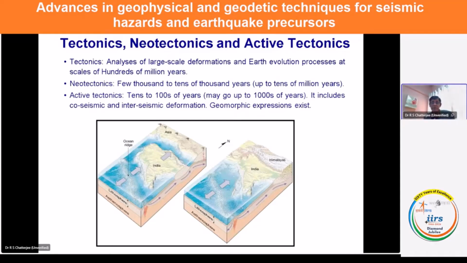But neotectonics means the tectonics which is new. Age wise it is quite young. So neo represents the age term, isn't it? So few thousand to tens of thousands and even up to millions of years, this neotectonics represents.